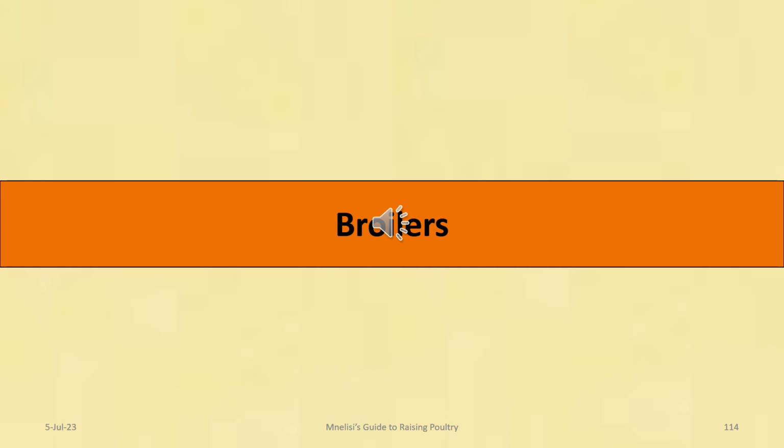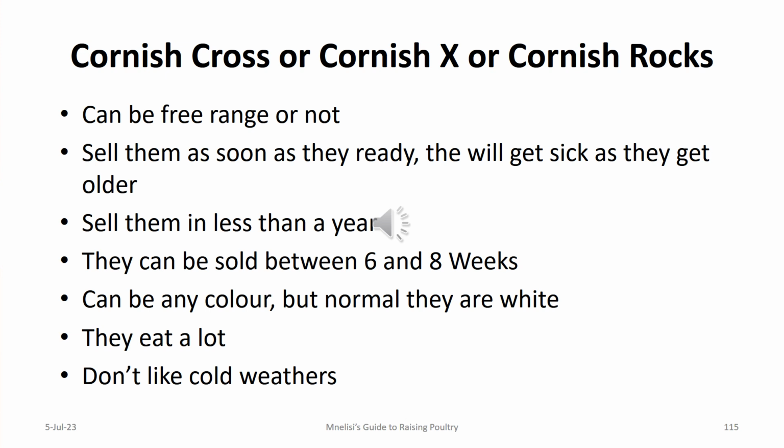Now that we are finished with the layers, let us have a look at the chickens that are good when it comes to producing meat. Those are broilers. Cornish Cross, Cornish X, or Cornish Rock.